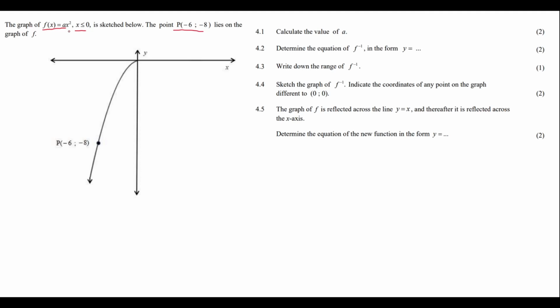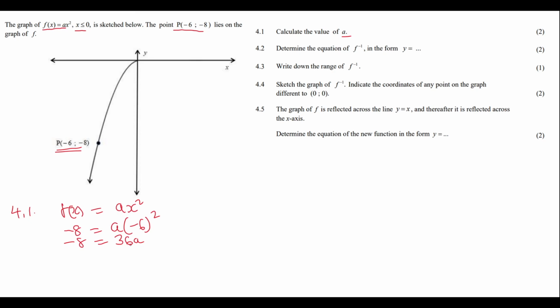So it says the graph of f of x is equal to ax squared, where x is less than or equal to 0, is sketched below. The point P lies on the graph of f. Calculate the value of a for 2 marks. Right, what we do here, we have our f of x is equal to ax squared. What do we have? We have a point P. The coordinates of point P: we have y at P, which is -8, is equal to a, and then x at P, that is -6, squared. So we have -8 is equal to 36a.